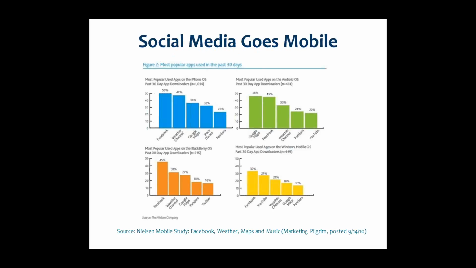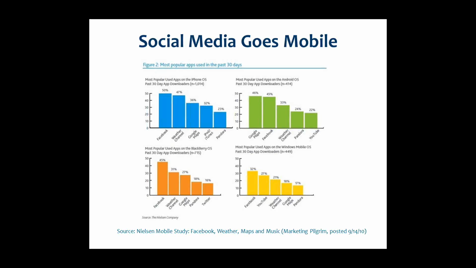Nielsen Company in 2010 did a survey of what apps people are most likely to download. Again, these numbers are probably higher now than they were a year ago. But Facebook was the number one downloaded or used app for iPhone, BlackBerry, and Windows mobile OSs. It was second to Google Maps on the Android OS. Those numbers have probably flip-flopped several times since then, but I haven't been able to find more current data.